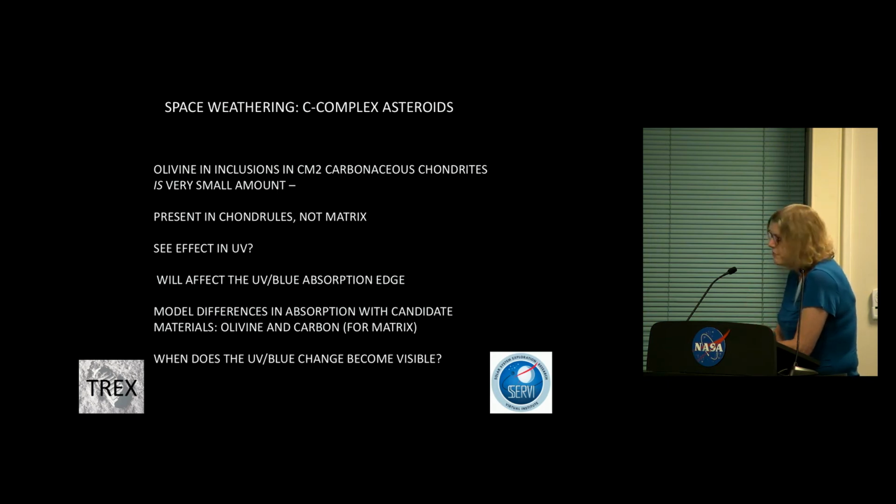So we wondered if we see this effect in the UV in the C-complex asteroids that we also saw in the S-complex, and how does this affect the UV blue absorption edge? We actually limit this and think that maybe it's a combination of olivine and carbon, because of the presence of the carbon features or probable carbon features, and the fact that at some point we don't see the significant reddening that you see in the S-complex asteroids.